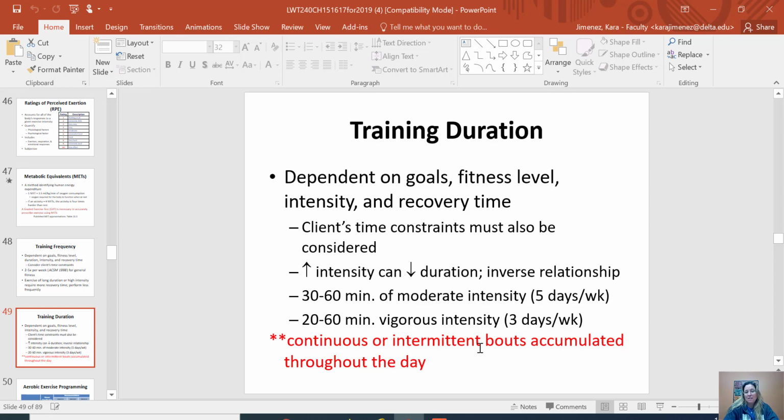Now note in red, I did say that continuous or intermittent bouts accumulated throughout the day are going to get the same benefit. So for example, if your goal is to do 30 minutes of moderate intensity exercise, 5 days, you could do 15 minutes in the morning and 15 minutes in the afternoon. As long as they're getting their heart rate up within that recommended training zone that you're giving them, they're going to get the same cardiac benefit out of it as if they would have done 30 minutes all at once. So time could not be an excuse anymore. A lot of people say, I don't have time to exercise, but according to that research, they really can't use that as an excuse.